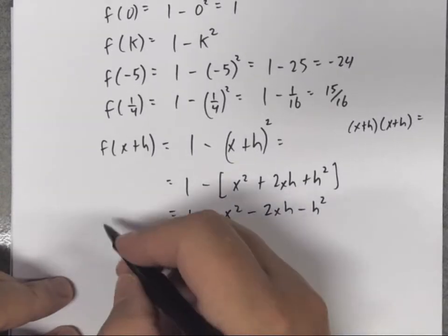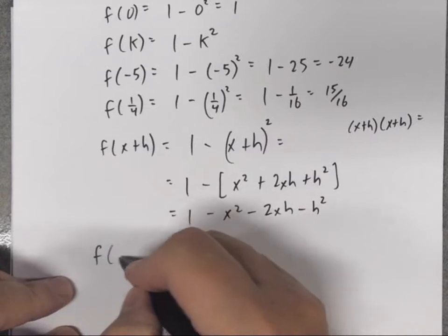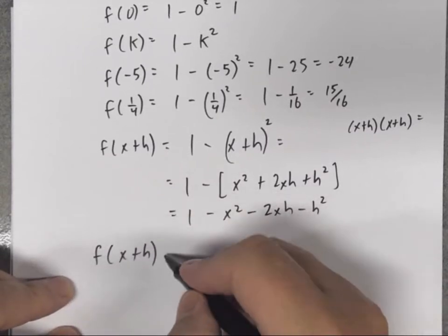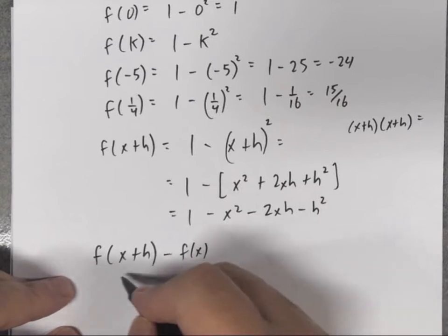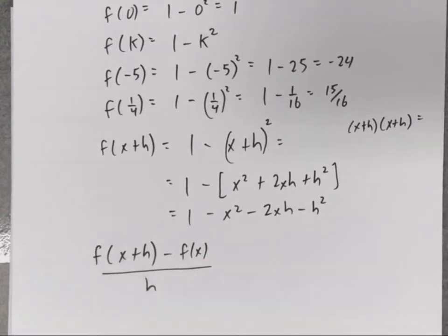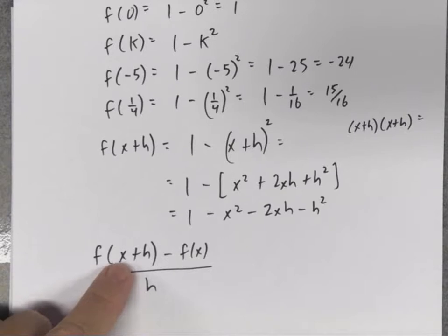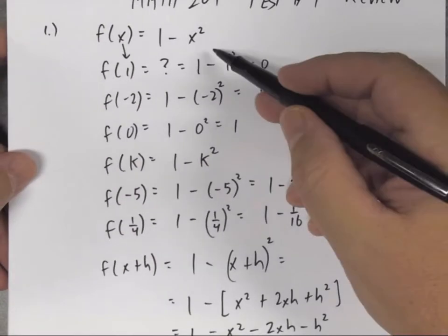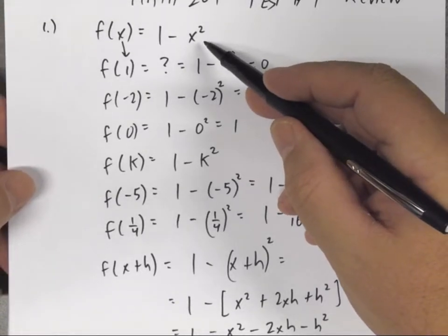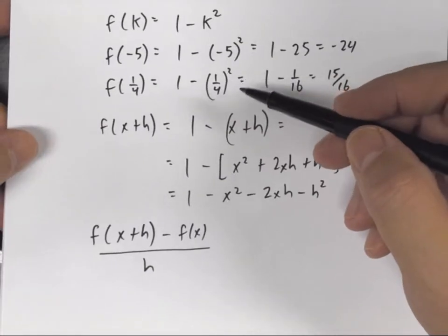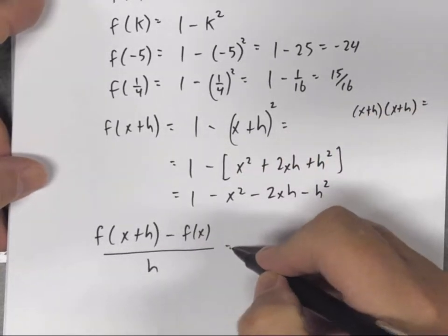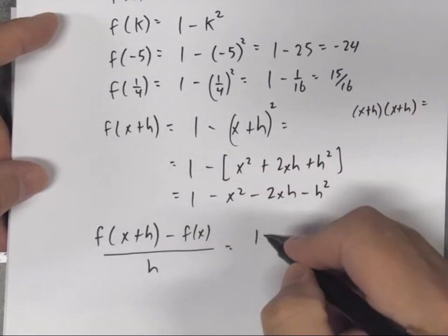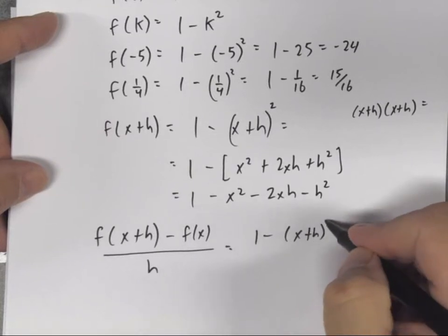And the last one, which will look somewhat familiar because this is actually the difference quotient. And we'll be doing some problems with this a little bit in order to find the derivative of some functions. So f of x plus h minus f of x over h. So I'm going to take my function I was given, 1 minus x squared. I'm going to first replace x with x plus h squared.